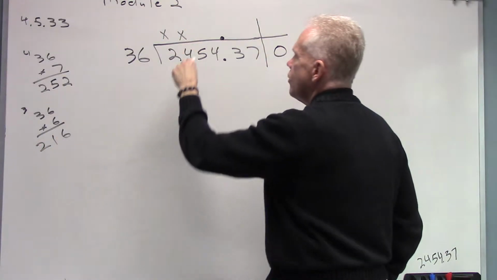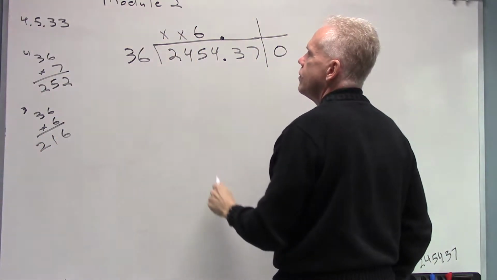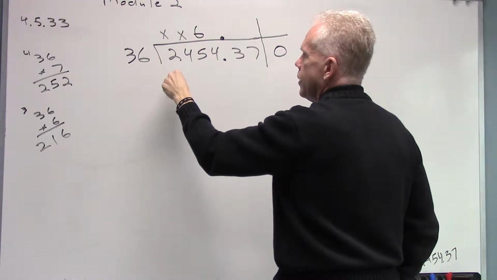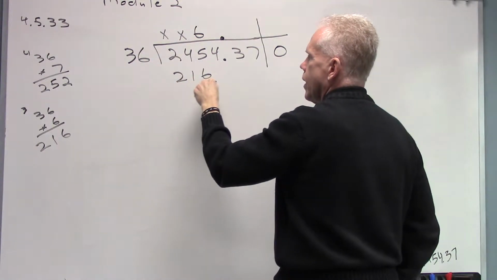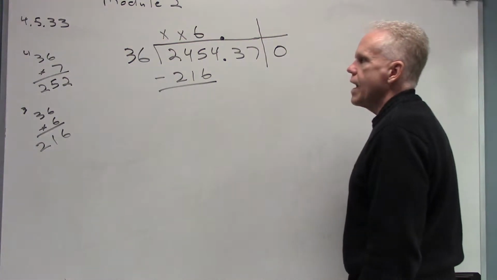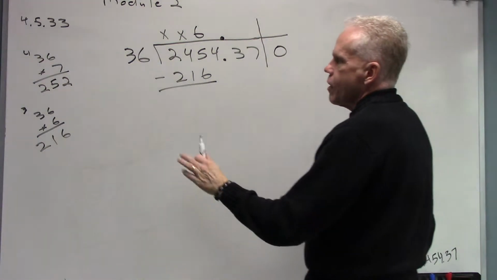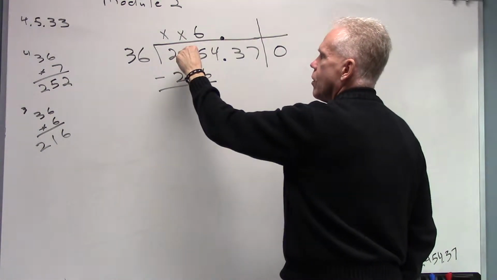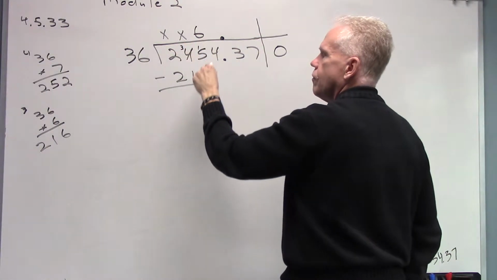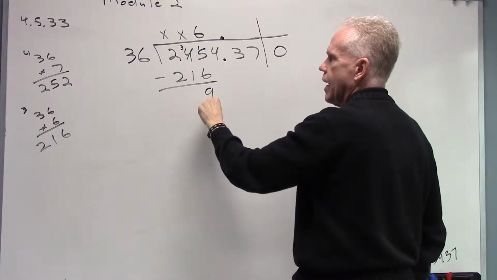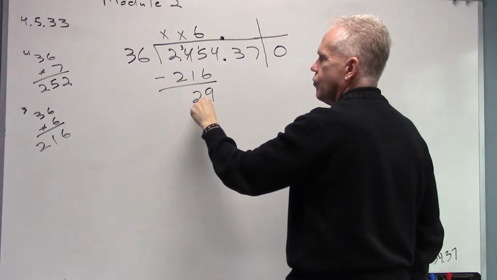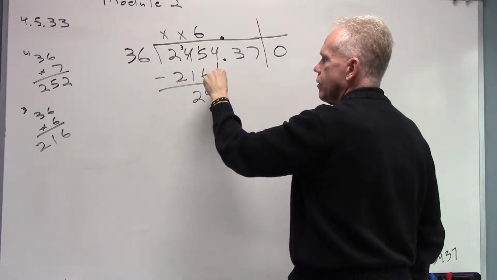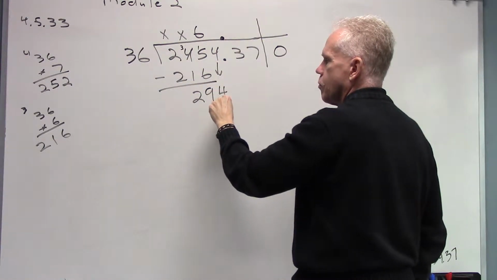So I'm going to use a 6 right above the 5. Okay, and I'm going to put in a 216 right here, and I'm going to do my subtraction. All right, so I got to borrow to do the subtraction. Borrow 1 off of this, it's a 3. 15 minus 6 is 9. 3 minus 1 is 2, nothing here. Bring down the 4.